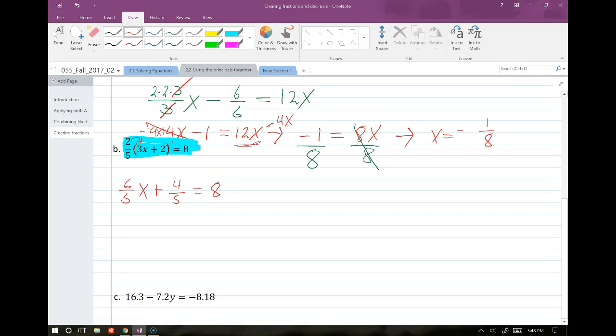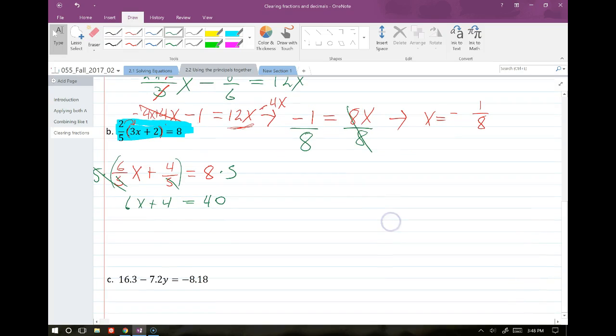Okay, so what should we multiply both sides by at this point? Yeah, 5, right? We want to clear those fractions. We could probably do this without clearing the fractions, but it's easier to just clear them, right? So this is an easy one. Since both the denominators are 5, we just cancel straight up, and we have 6x plus 4 is equal to 40, and that made things a whole lot easier.